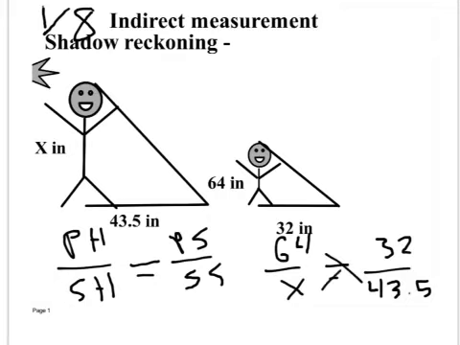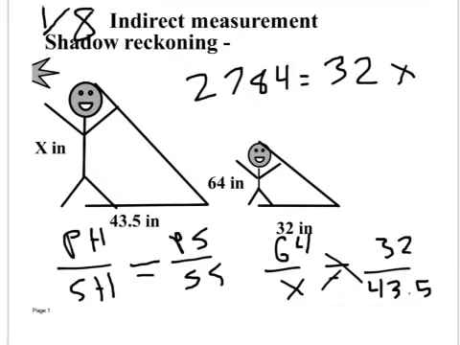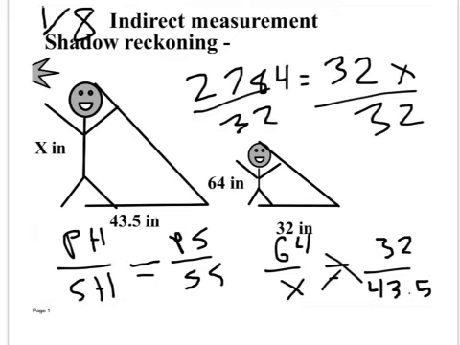So we cross multiply. 64 times 43.5 is 2,784. That equals 32x. So 32 times the number gives me 2,784. So I divide by 32, and I get the statue is 87 inches.